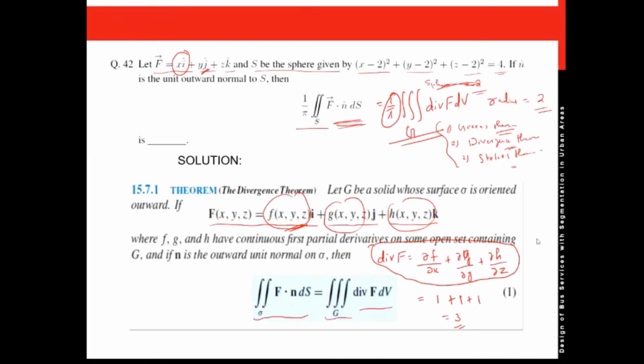So if you know what the divergence theorem is, you can do this problem very easily. The important thing is you have to identify that this problem can be done by using the divergence theorem. So when you see a question where the unit outward normal n is given, you must do it using divergence.